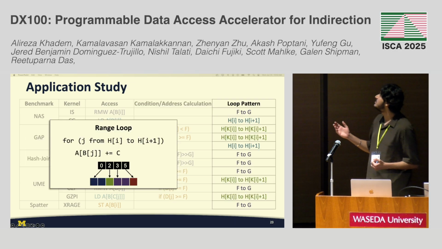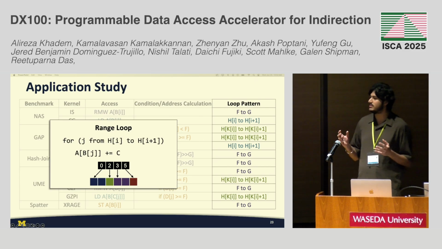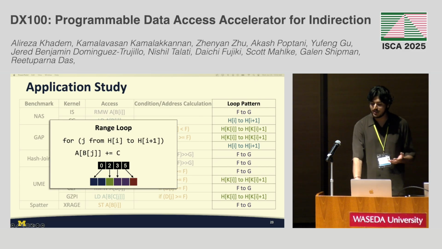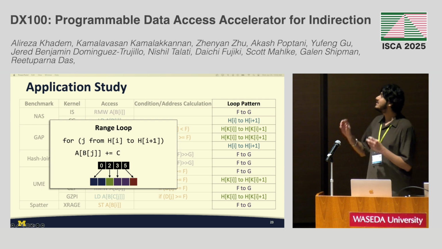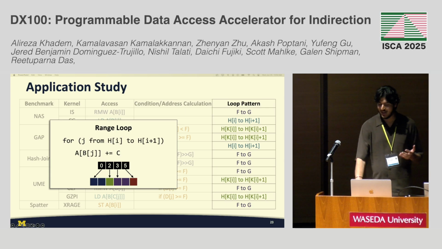We also observe range loops where the minimum and the maximum bounds come from a streaming load or an indirect load. These range loops can be small, which can be a problem for bulk data accesses.